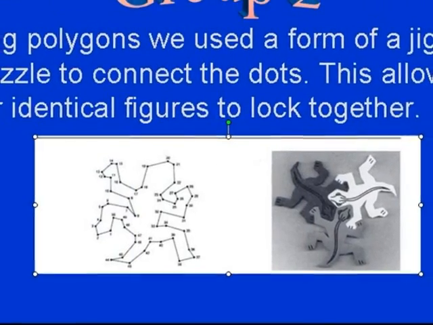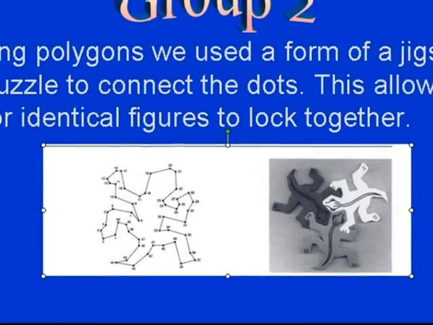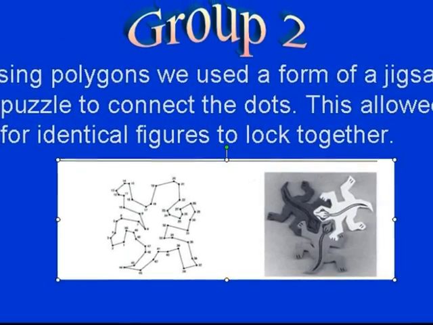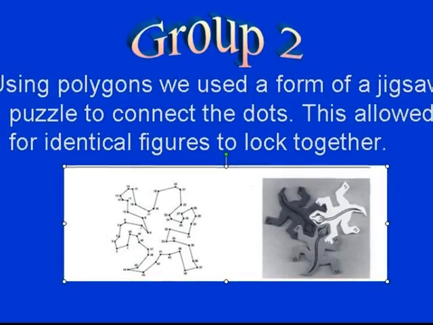Group 2 then came up with a completely different idea. Using polygons, we used a form of a jigsaw puzzle to connect the dots. This allowed for identical figures to lock together.